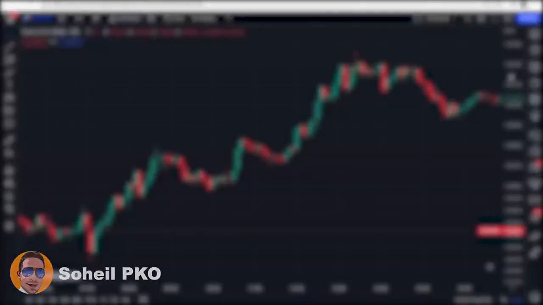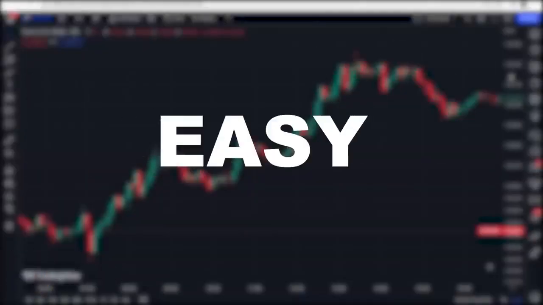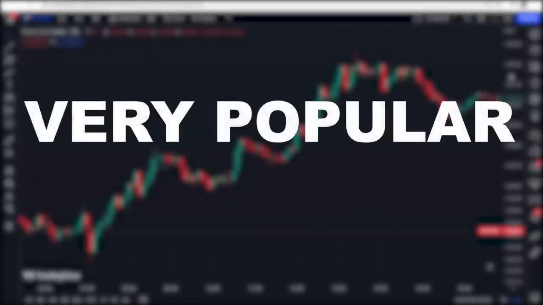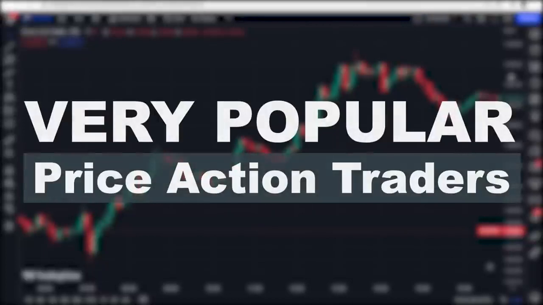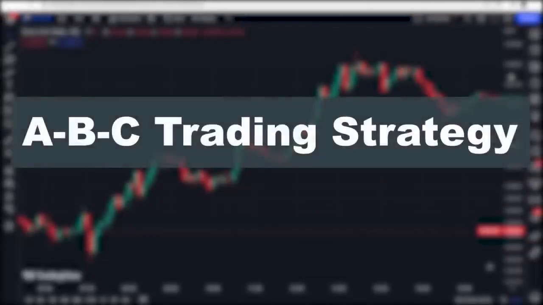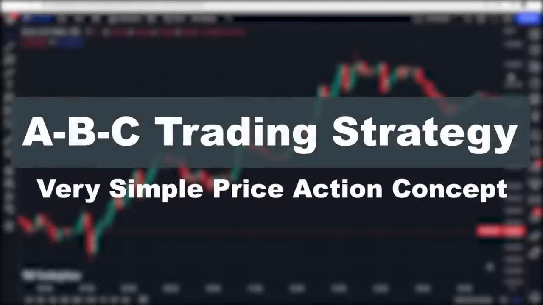Sohail here, and today I want to teach you a very easy trading strategy that is highly profitable and very popular among traders, especially price action traders. It's a famous strategy that is called ABC trading strategy, or some call it 1-2-3 strategy, and it's built based on a very simple price action concept.